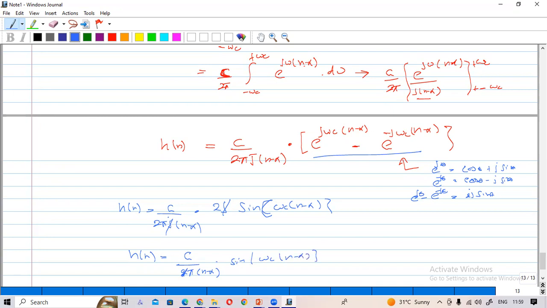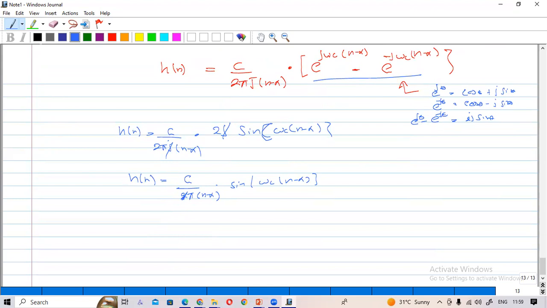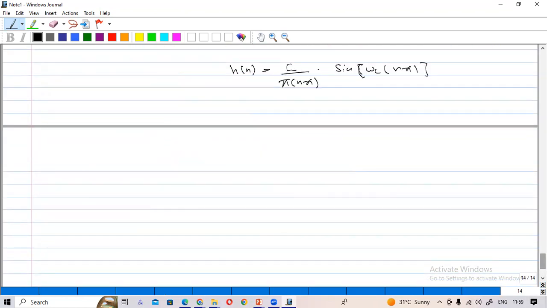So this is h(n), this is the impulse response. The obtained impulse response h(n) is equal to c over π(n−α) times sin ω_c(n−α). So this is the obtained impulse response h(n). Now you are asked to find the desired impulse response by using a rectangular window, W_R, with M samples.